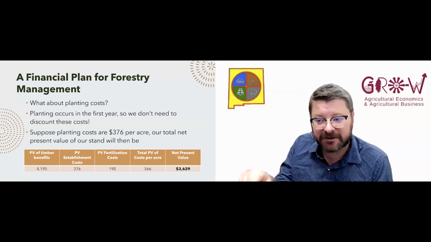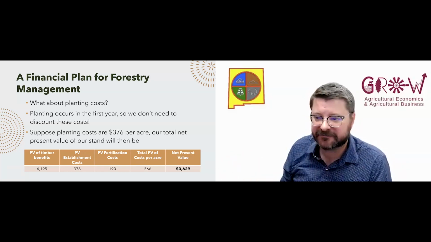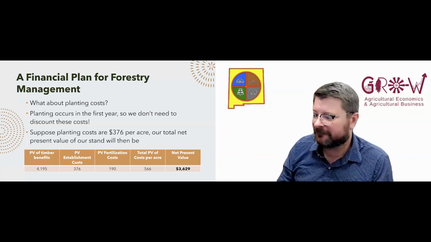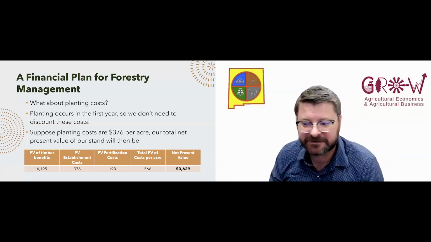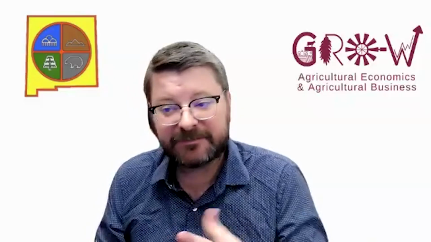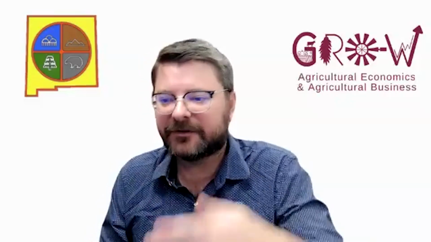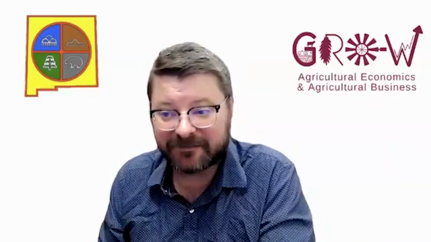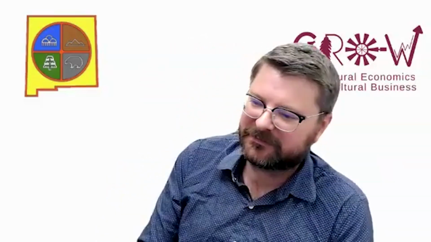So 4,195 minus 566 gives us a net present value of $3,600 per acre. That's basically how you would calculate after all the costs, all of the management costs. This is a simplified version, but this is how you would get the net present value of a timber stand for a simple operation. But that gets us to a little more complicated question.